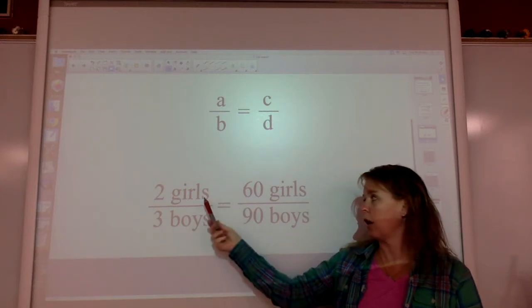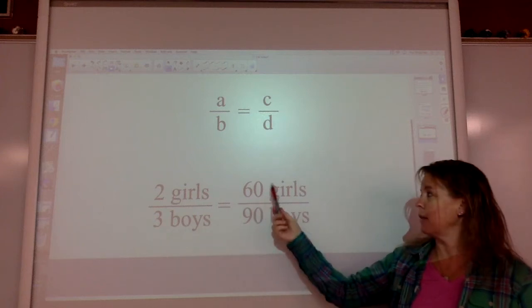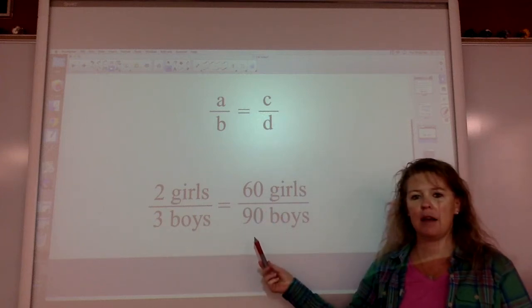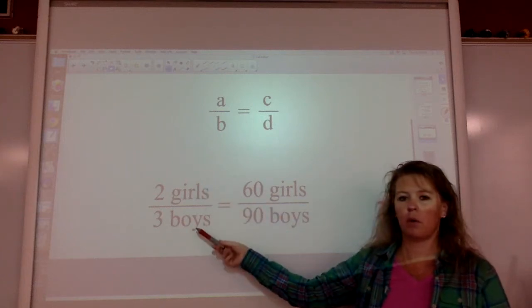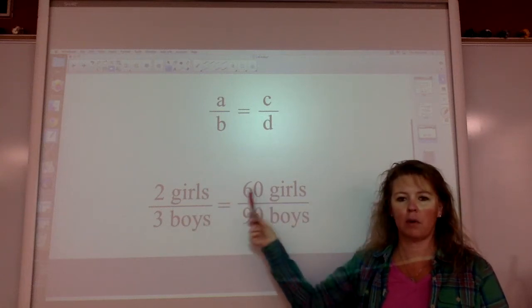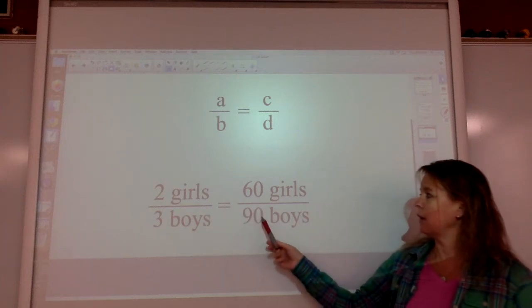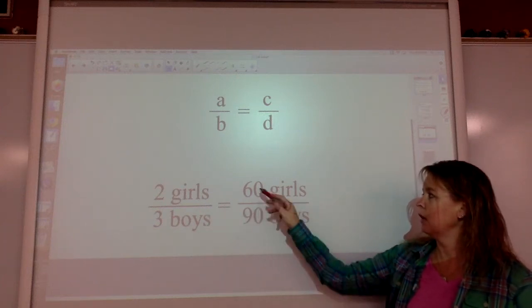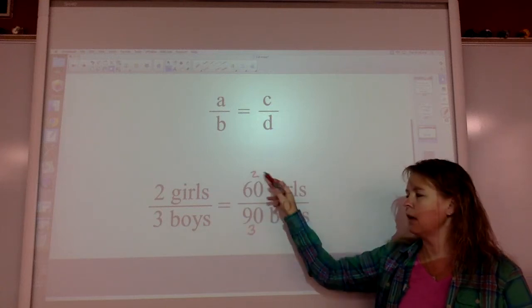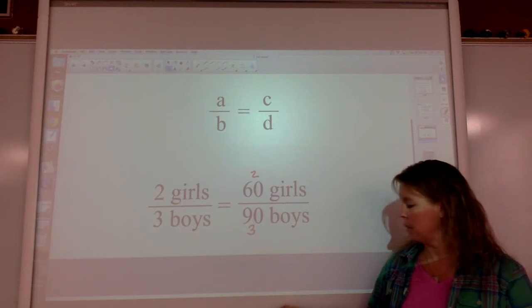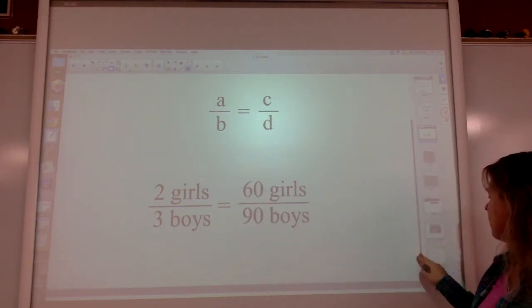It means it could be any proportion of that. In this case, there happens to be 60 girls and 90 boys. Those are equal because it goes girls, boys, girls, boys. It's important that they stay in order. And if you took 60 over 90 and divided both of those by 30, 60 divided by 30 is 2, 90 divided by 30 is 3. If you reduced it, they would be equal ratios. So there would be an example of a proportion.